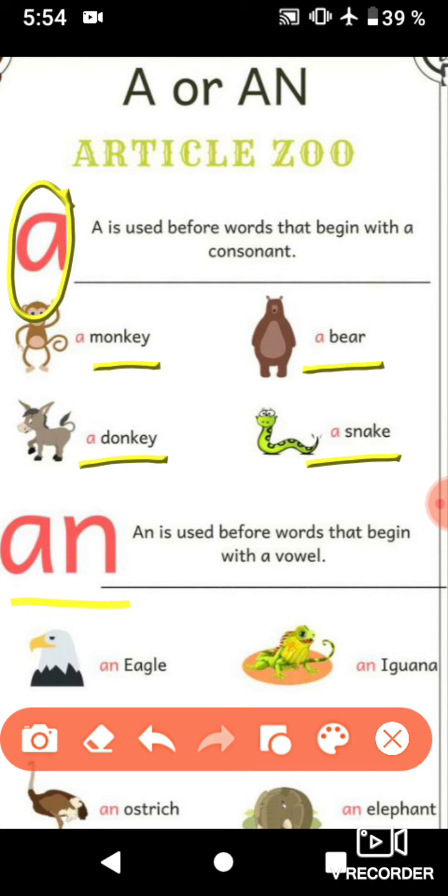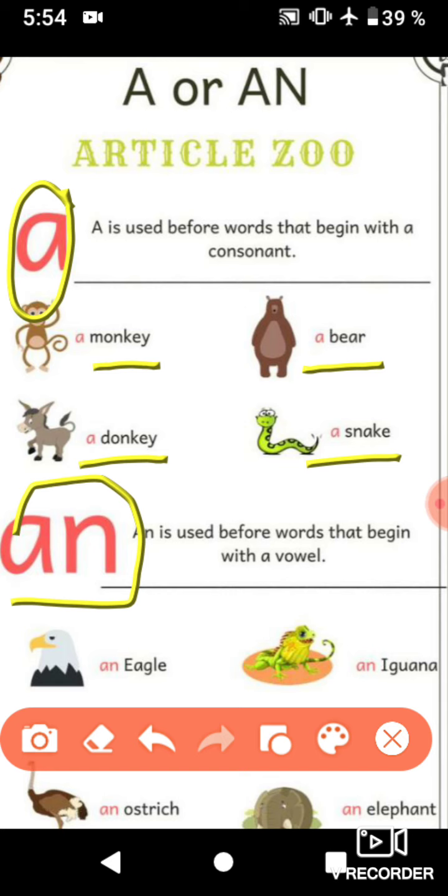Then we are going to explain about the article an. An is used before words that begin with a vowel sound. We are going to be paying attention to the pronunciation of the word. At the same time, we are using an before words that begin with a vowel sound.